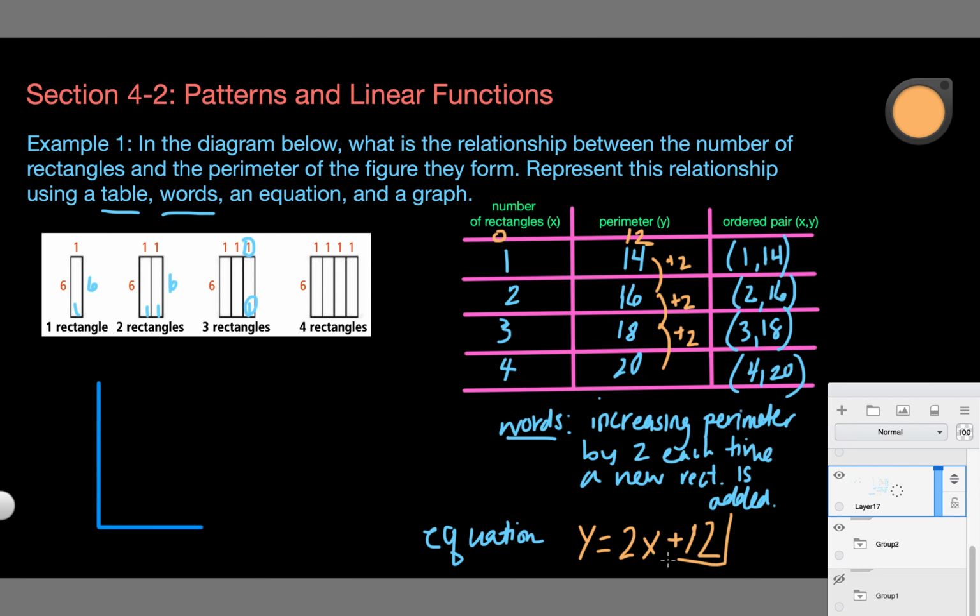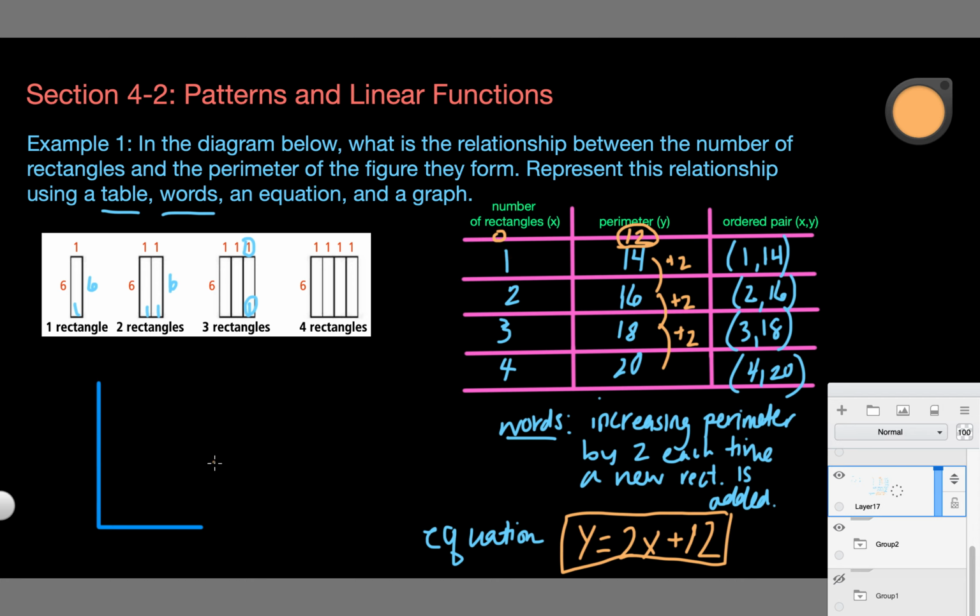And we add that, and this becomes your equation. So it's always the constant that it's increasing or decreasing by, multiplied by our x, plus whatever our perimeter would be if you had 0 rectangles. Okay, we are going to do more. It takes a lot of practice.